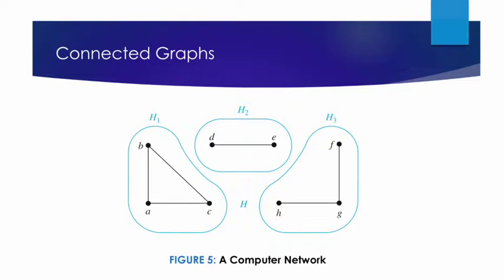So we will now have an example. The graph H shown in figure 5 is the union of three disjoint subgraphs H1, H2, and H3, none of which are proper subgraphs of a larger connected subgraph of H. These three subgraphs are the connected components of H. This may lead us to ask the following question: how connected is a graph?